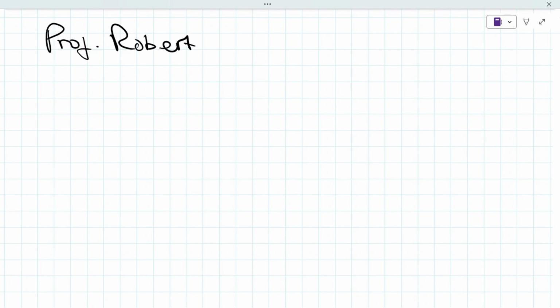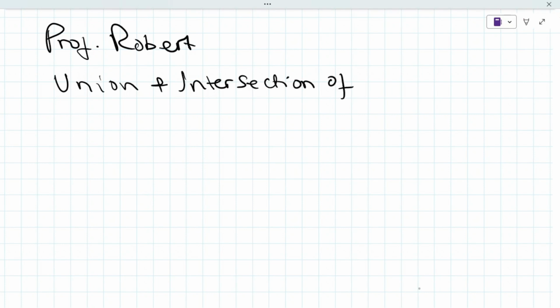Our today's lesson 3 introduces us to union and intersection of sets. And that is how to combine sets using union and intersection. Let's dive into it. Union.